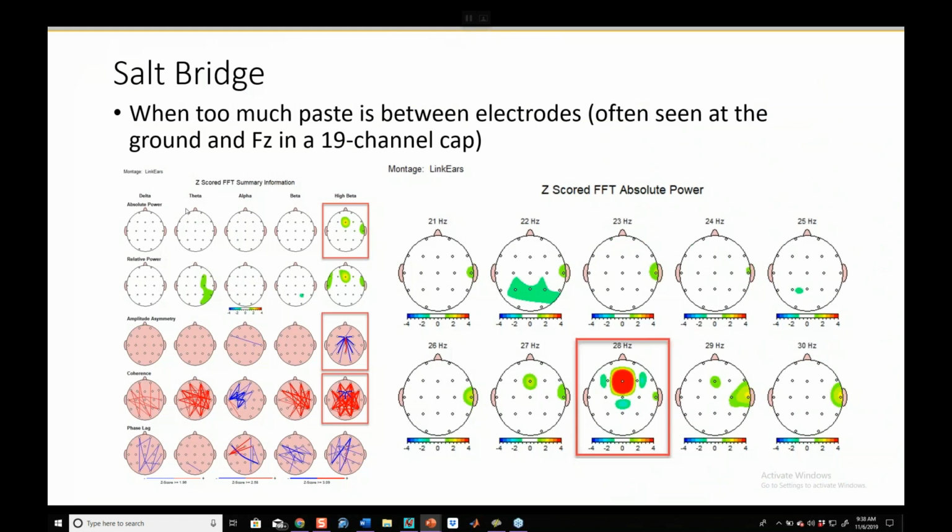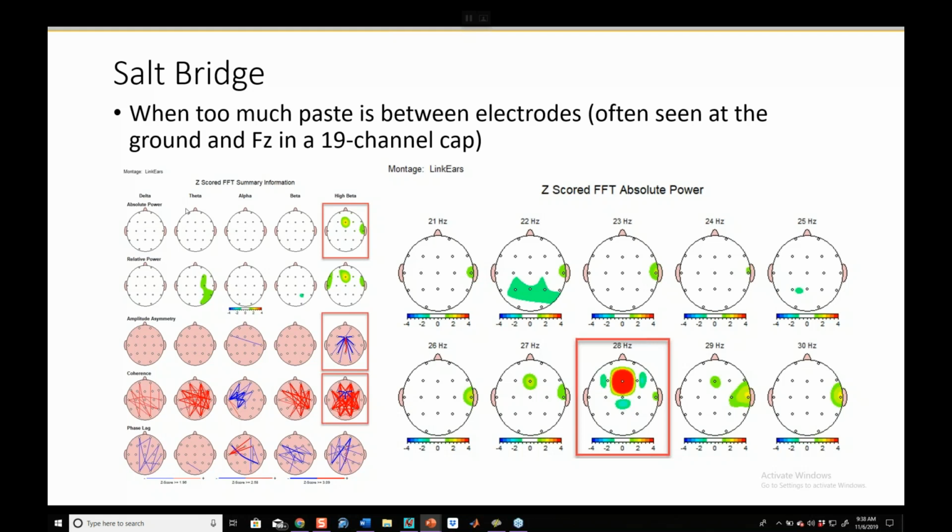Salt bridge. This is something that I think we've all come across at some point in our careers. I remember the first time I saw one, it was on my brother. I got an EEG on my brother, and I said, I don't know what this is. And so someone told me, thank God, that day, oh, this is a salt bridge.